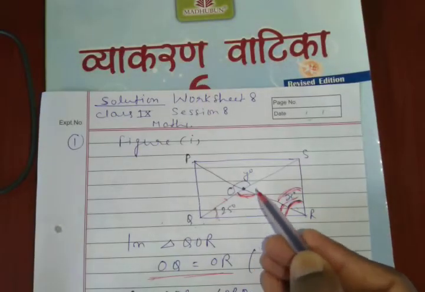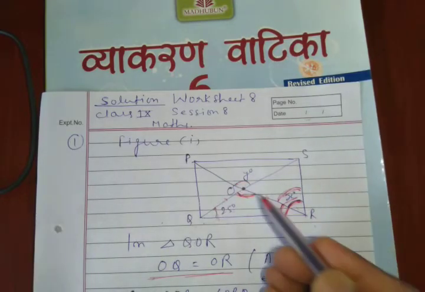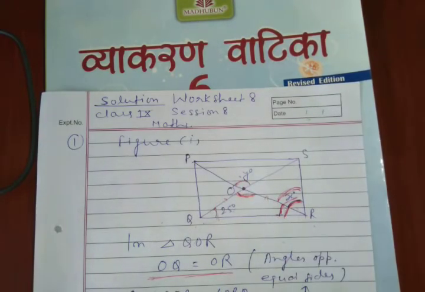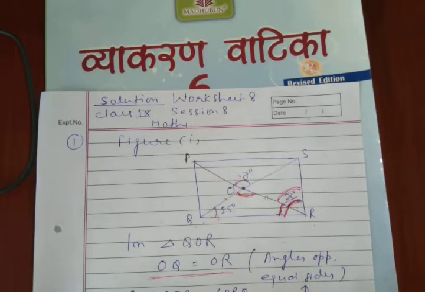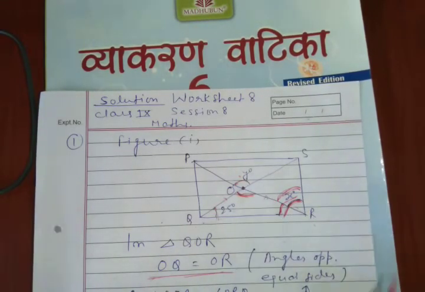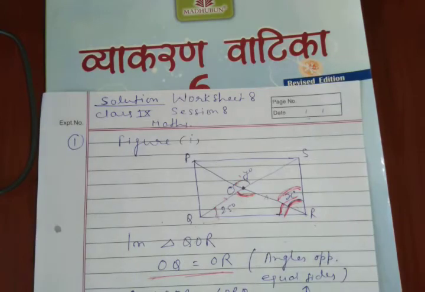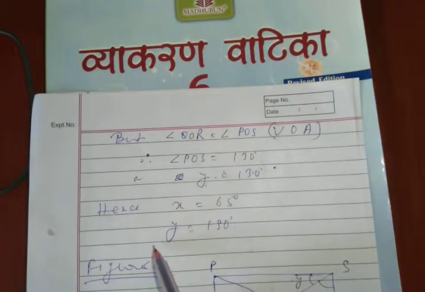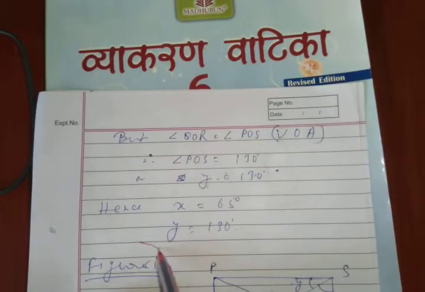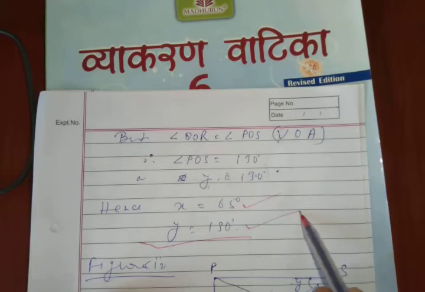It means that this is 130, then this will also be 130. Why? Because these two angles are vertically opposite angles, and you know that vertically opposite angles are always equal. So the value of y will be equal to 130 degree. And I have solved this little part in this other page. So here we got the two answers, 65 and 130.